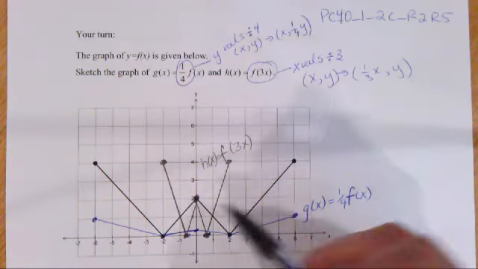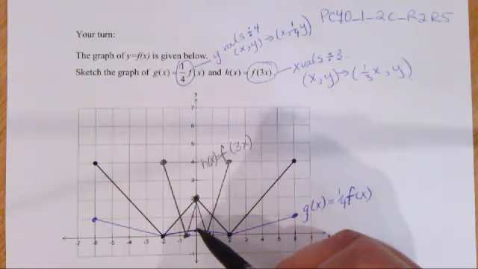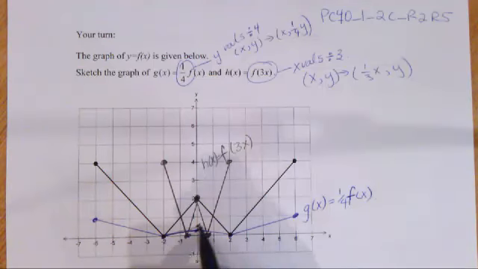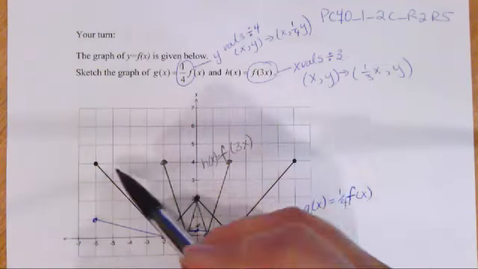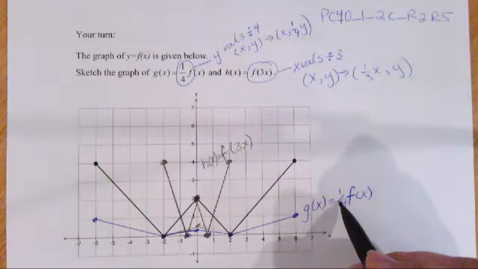And every point on the original graph, this was a 2, is now divided by 4, so it becomes a half. So it's right around here. I should have drawn it a little nicer, but oh well, next time. All of those points, and then this is what ends up being your graph of 1/4 times f(x).